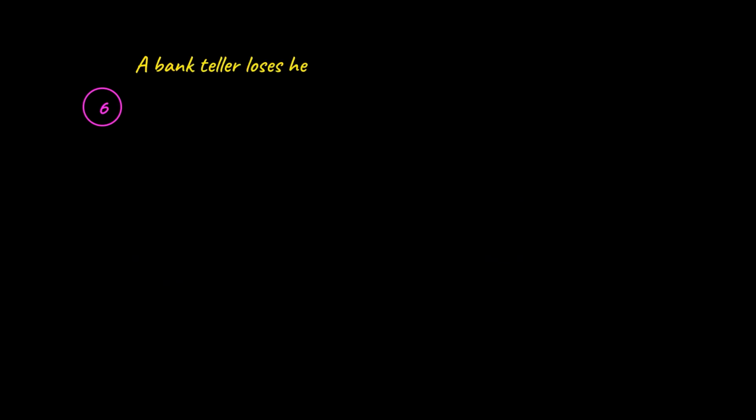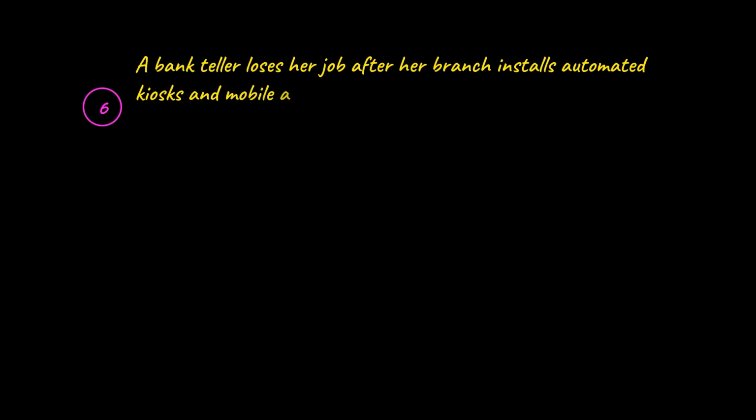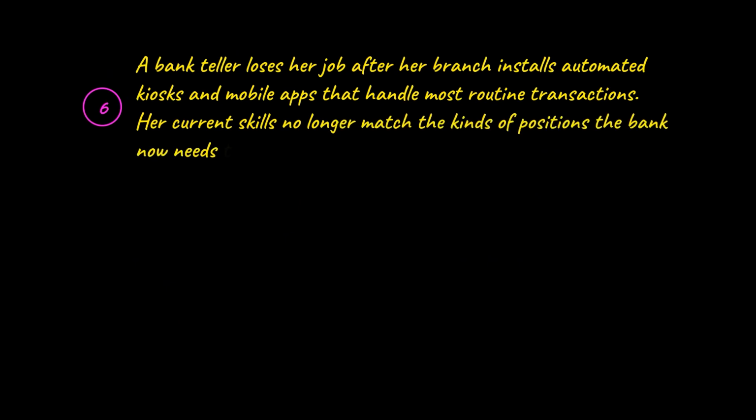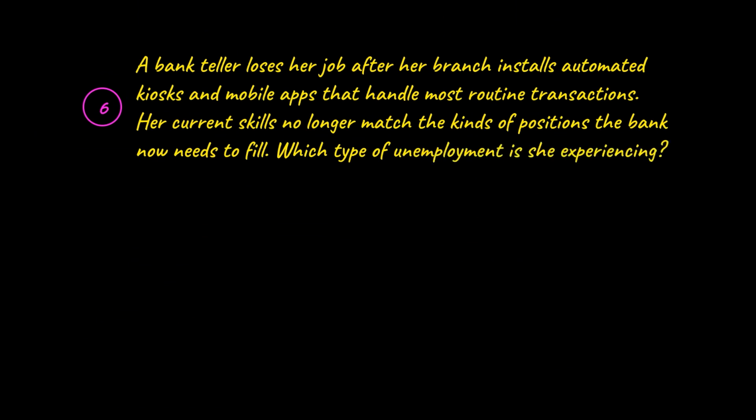Question 6. A bank teller loses her job after her branch installs automated kiosks and mobile apps that handle most routine transactions. Her current skills no longer match the kinds of positions the bank now needs to fill. Which type of unemployment is she experiencing?